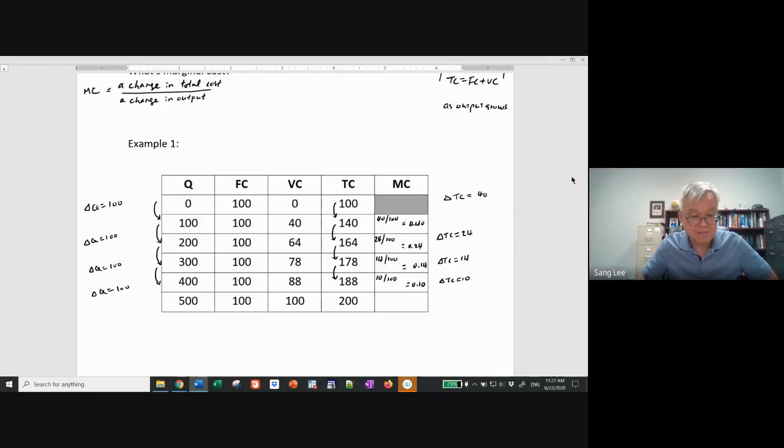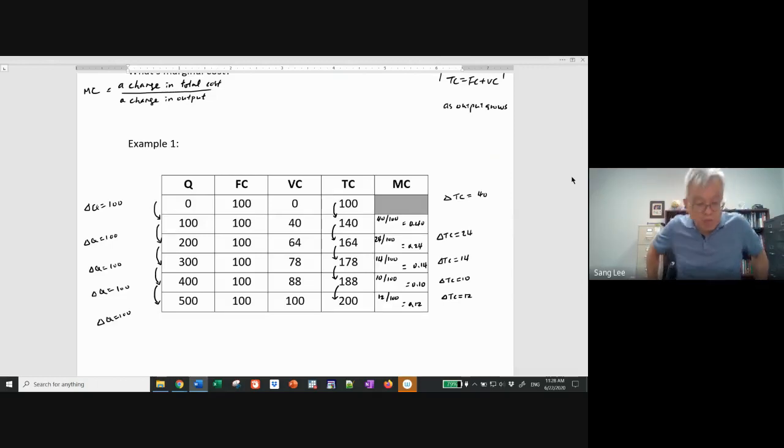And here, finally, if you produce 500 units, that means you increase the output by 100. Your previous output level was 400. Now you produce 500 units. So change in Q is the difference, 100. And the change in total cost is now 12. So 12 divided by 100 is 12 cents. Okay. So that's how you figure out marginal cost.